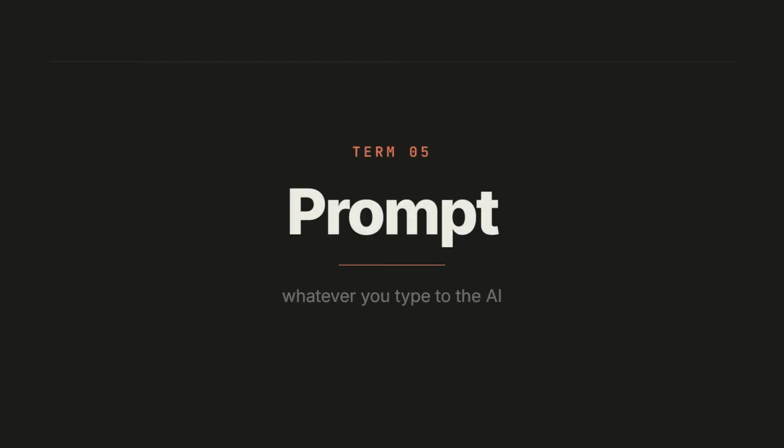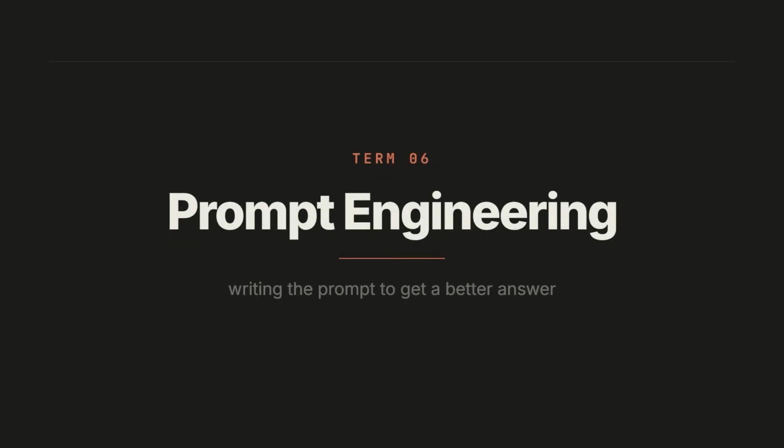Prompt. This is basically whatever you type to the AI. So your instruction, your question, your request. That's it. Prompt engineering. This is writing your prompt in a certain way that will give you a better answer. So being more specific, giving more context, telling it what role to play, this is all prompt engineering.